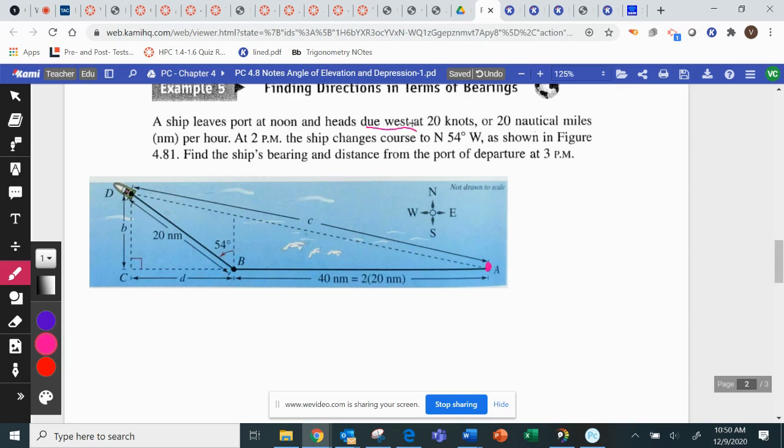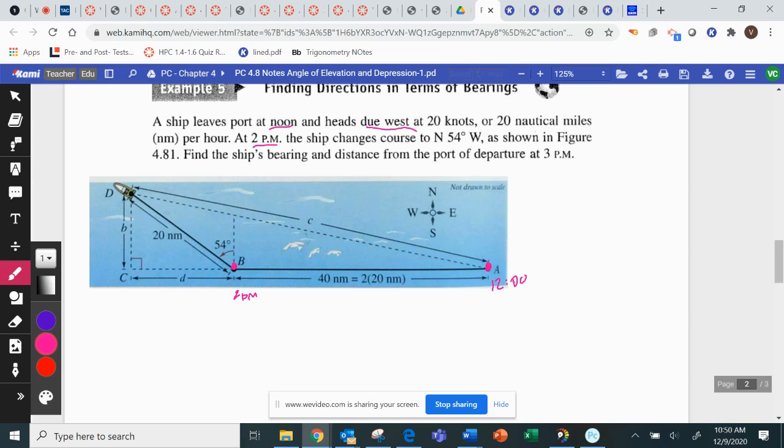So here I have 2 times. At noon, we're starting. At 2 p.m., it changes course. So this over here is at noon at A. And then at 2 p.m., we're changing course. That's at B. So you see this line at the bottom, they labeled 40 nautical miles. We're moving 20 nautical miles per hour from noon to 2 o'clock. We've gone 2 hours. So far the boat has traveled 40 nautical miles. Okay?